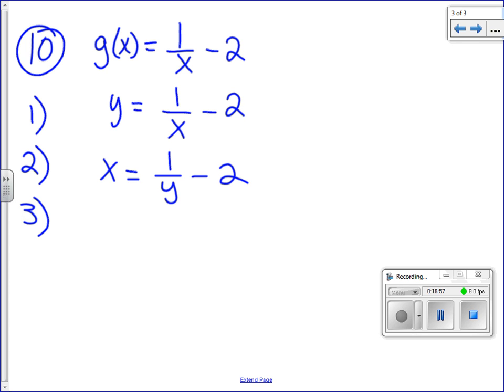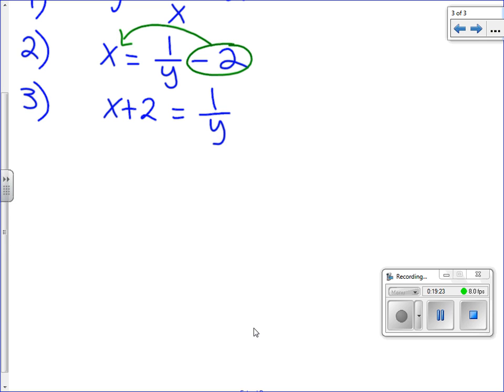And so, let's think about it. What is this negative 2 doing to the y? Subtracting. So I'm going to take it across, change this to its inverse operation, so it will be adding. X plus 2 is equal to 1 over y. Now here, sometimes students get confused, they don't know what to do, but I want you to think of this before you panic. What is the y doing down there? It's dividing the 1, right? So if I take this across, instead of dividing, it's going to do the inverse operation, which is multiplication. So we multiply. And it's going to multiply everything inside that parentheses.